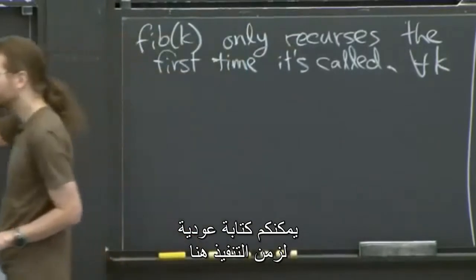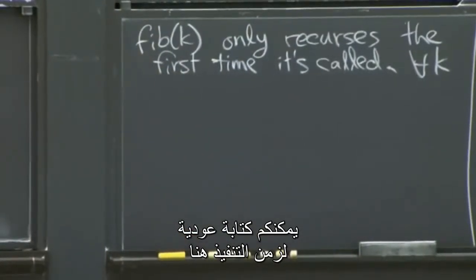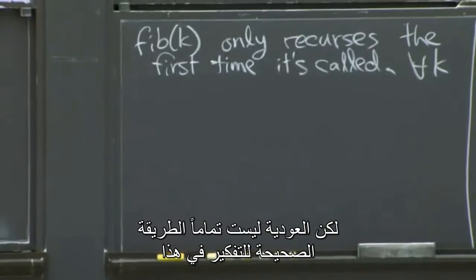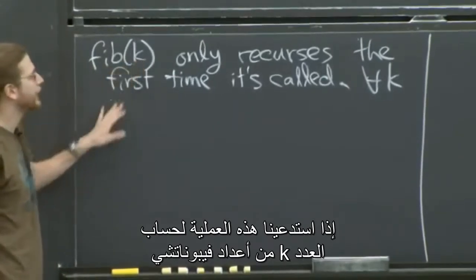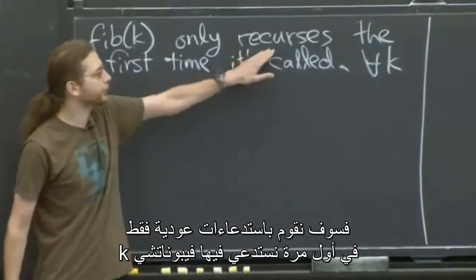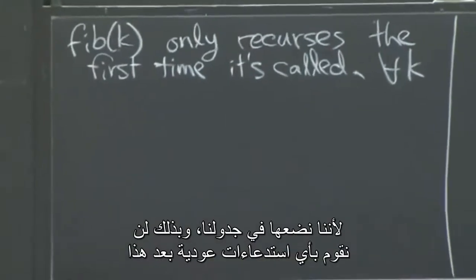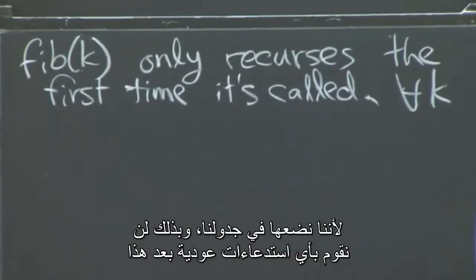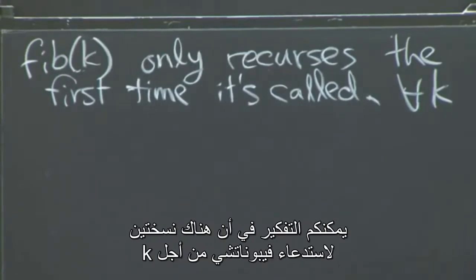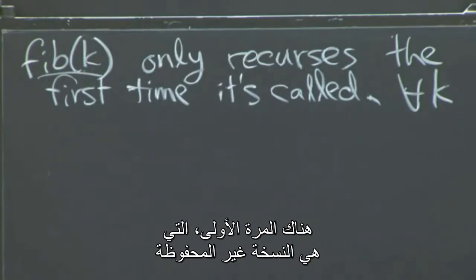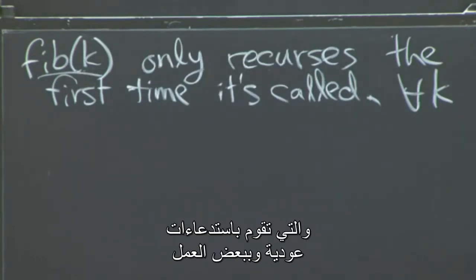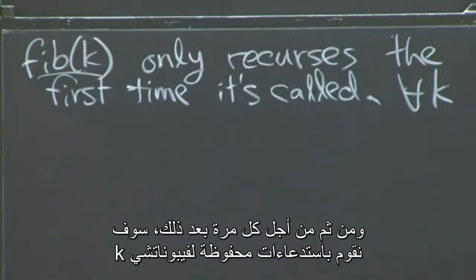So you could write down a recurrence for the running time here, but in some sense, recurrences aren't quite the right way of thinking about this, because recursion is kind of a rare thing. If you're calling Fibonacci of some value k, you're only going to make recursive calls the first time you call Fibonacci of k, because henceforth, you've put it in the memo table, you will not recurse. So you can think of there being two versions of calling Fibonacci of k. There's the first time, which is the non-memoized version, that does recursion, does some work. And then every time henceforth, you're doing memoized calls of Fibonacci of k, and those cost constant time.